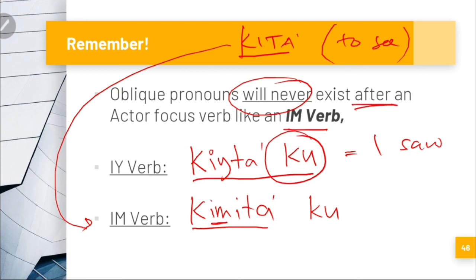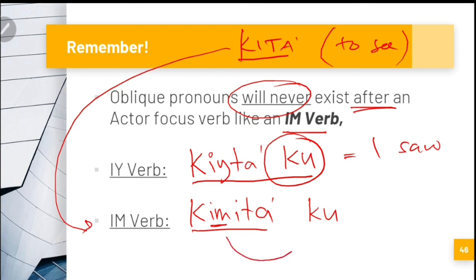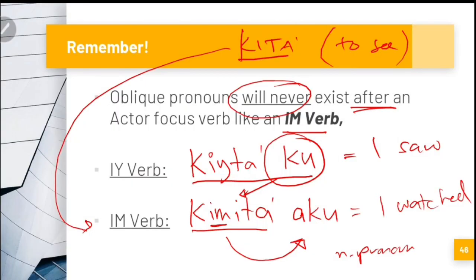Kimita ko, no, you can never say that. Instead, because this is an actor focused verb, the actor must always be a nominative pronoun. Remember, nominative pronouns are the focus of the verbs. Therefore, it should be kimita ako, I watch or I saw. So, kita ko, I saw, and kimita ako, I watch or I looked. So oblique pronouns will never follow an actor focused verb like an im verb. It will always follow either an object focused verb like kita or other focused verbs like hiwaita. I think we will discuss this later in detail with the verbs.